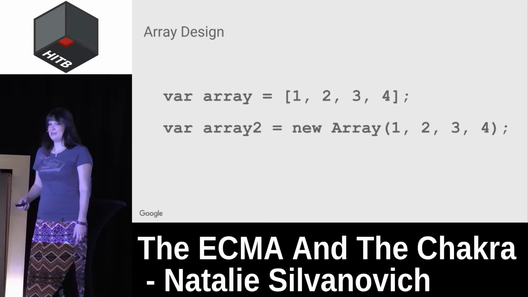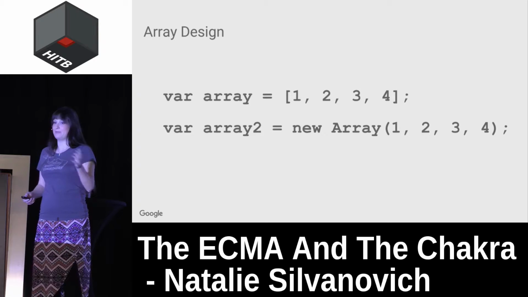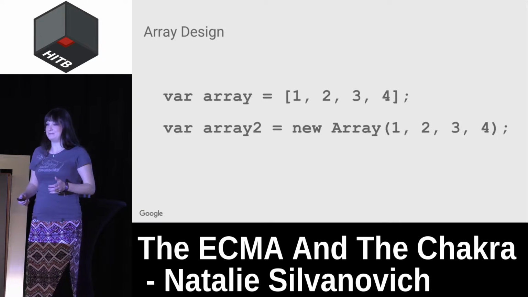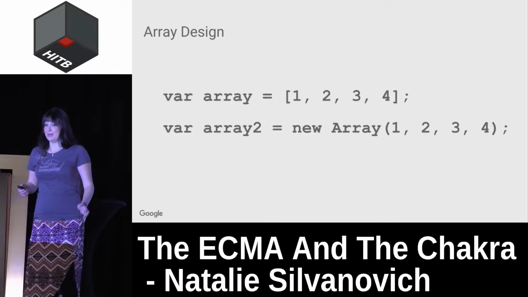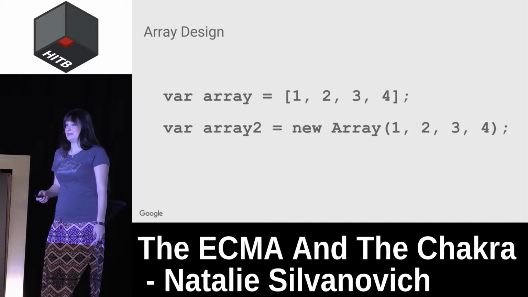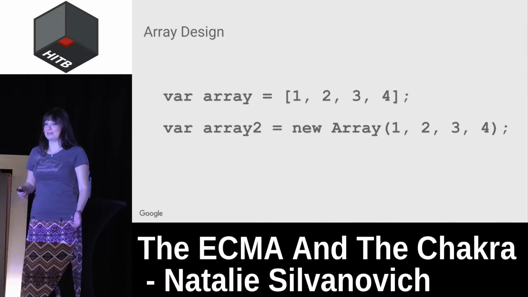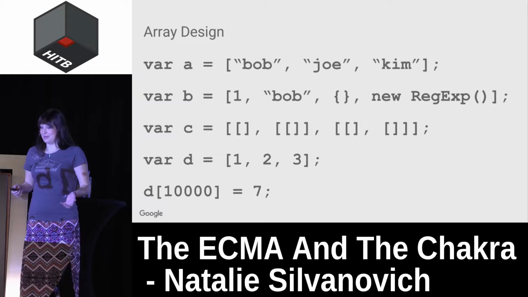So to start off, here are 2 arrays. There's 2 ways you can create an array. You can use the square bracket notation, or you can use the constructor. I like the square brackets. And these are very simple arrays. They only have numbers in them. And I would say most arrays used in JavaScript are arrays like this. They only have numbers in them, and they're very simple. But there's actually a lot more you can do with arrays.